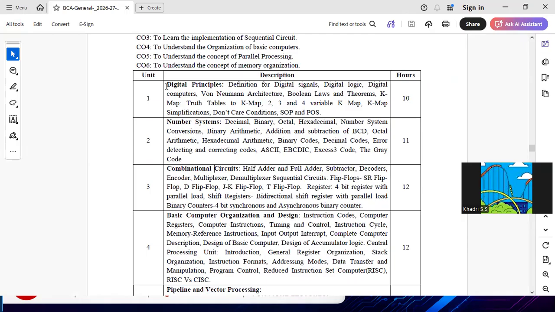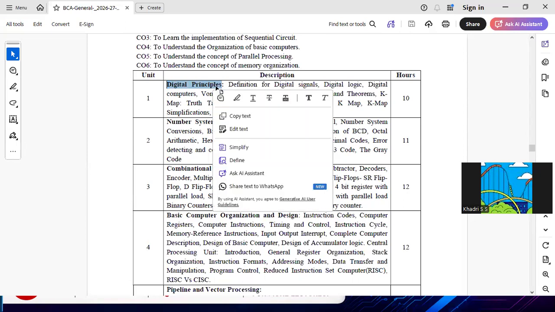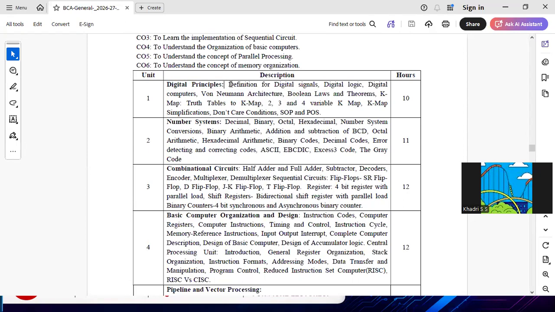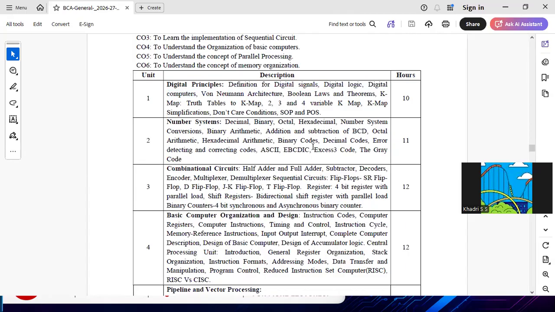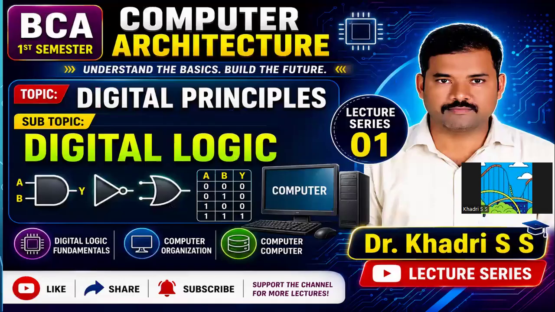Let me start today with the first unit, which is called digital principles. Apart from digital principles, I will discuss some basic topics we can see in this syllabus, called digital signals, digital logic and digital computer. Later we'll see further topics. Without wasting time, let us start with the topic called digital principles.